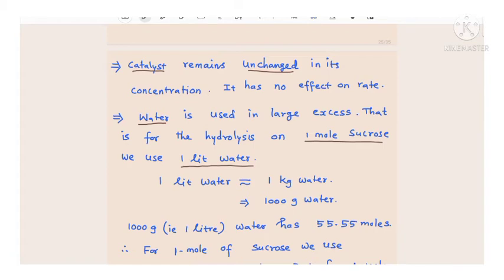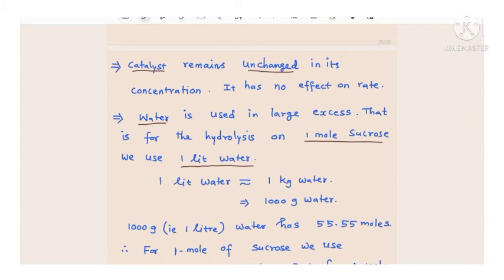So acid does not affect the rate because it is a catalyst and remains unchanged in its mass and concentration. Then water also will not influence the rate because water is used in excess. Even in the case of water, there is not much change in concentration, so we assume water remains constant. Water also has no impact on rate. So what else is left out? Only sucrose. Therefore, the rate of the hydrolysis of sucrose will be influenced by only the concentration of sucrose. That is how it acts as a pseudo first order reaction.